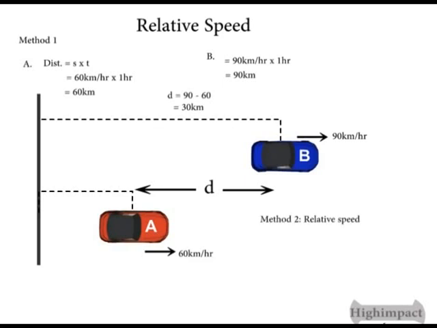Method 2. Using relative speed. Relative speed is the difference between their speeds. 90 minus 60 is 30 kilometers per hour. Distance is speed times time. 30 times 1 gives us 30 kilometers. The same answer.